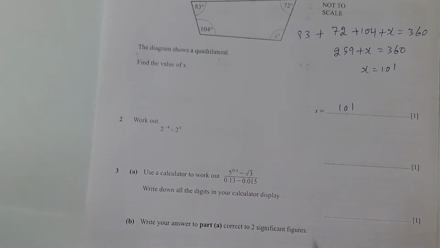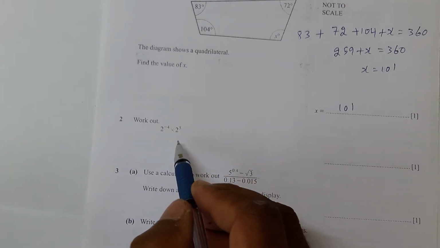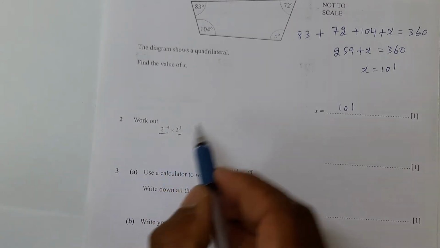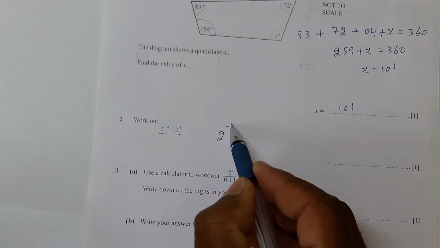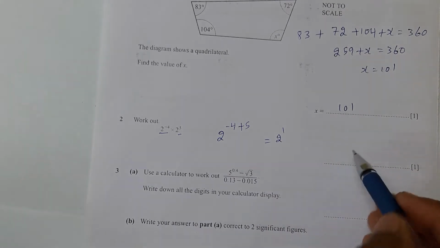Now the second question. Work out 2 power minus 4 times 2 power 5 plus 5. Bases are the same, so I will add the powers. So minus 4 plus 5 is 2 power plus 1. That is the answer.